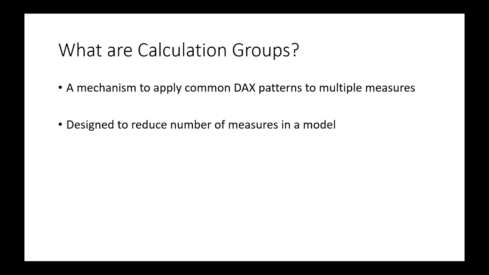It means you have fewer DAX expressions. Now, this gets particularly good if you have many DAX patterns or templates and many columns that you want to apply them to. If you had 10 numeric columns and 10 DAX patterns, then normally you might end up with 100 measures. But with calculation groups, you can reduce that down to only 10. So that's the primary focus for calculation groups.